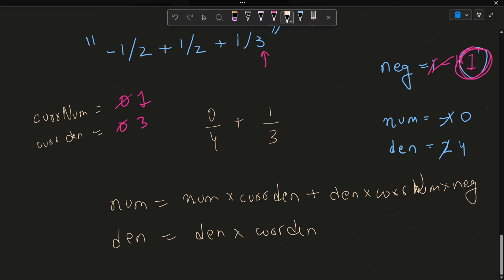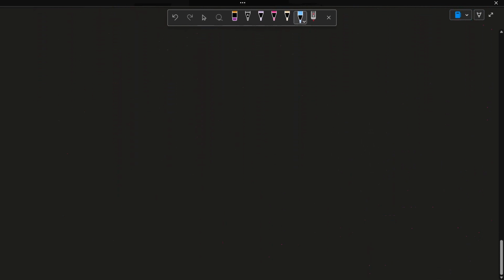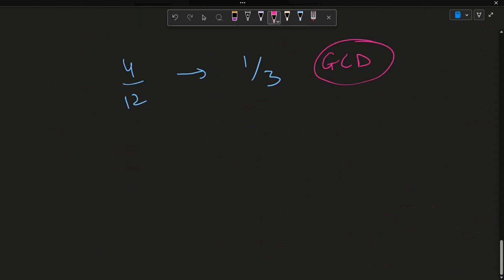So what you do is you update this value to 4 and this value to 12. You are done now, literally done. Now the only thing is, you need to understand, you have 4 by 12. How do you convert this to 1 by 3? And to do this, if you know some basic maths, you would have heard of greatest common divisor, and greatest common divisor is the biggest factor that they both share in common.